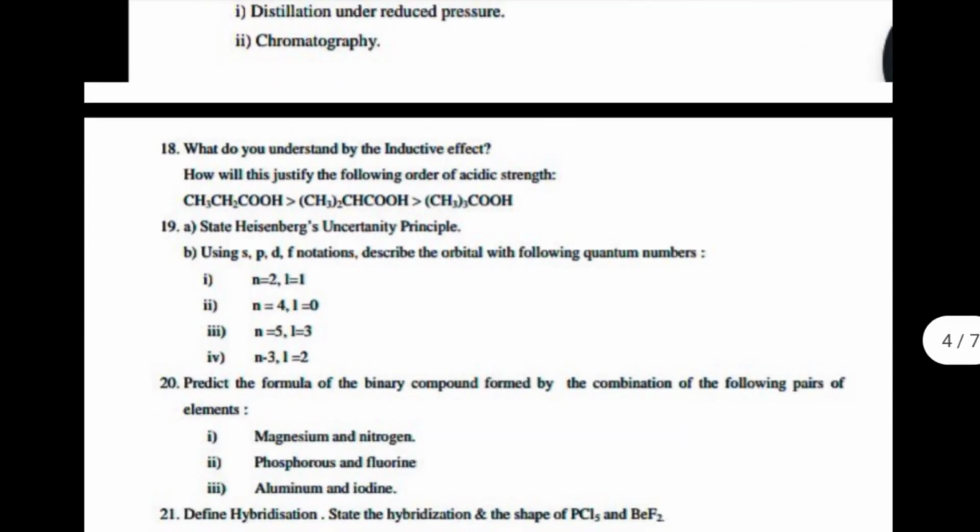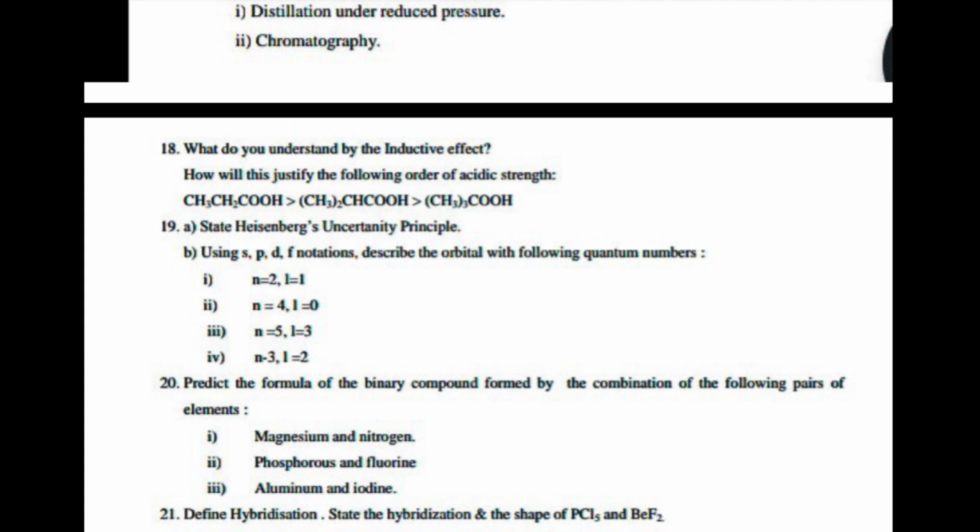How will this justify the following order of acidic strength? The answer is CH3CH2COOH is the most acidic among the given options. Electron donating groups decrease the strength of an acid, and electron withdrawing groups increase the acidity. With an increase in electron donating +I methyl groups, acidity gradually decreases.